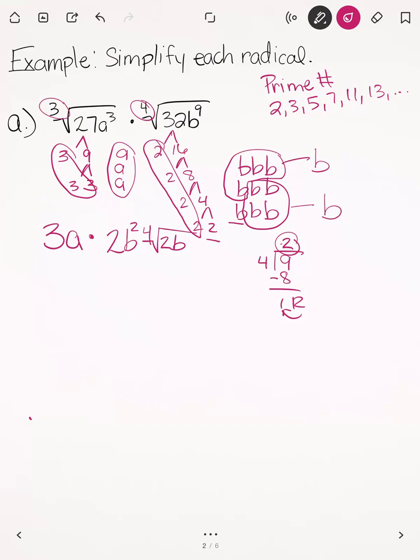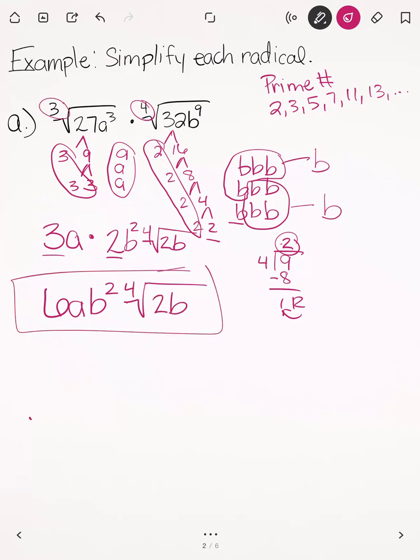Now we are able to multiply. So we just multiply the things on the outside together. So we have 3 times 2, which is 6. A times b squared, they're not the same base, so we can't add exponents. And then you attach the radical at the end. And this would be our final answer. Done. Moving on to another example.